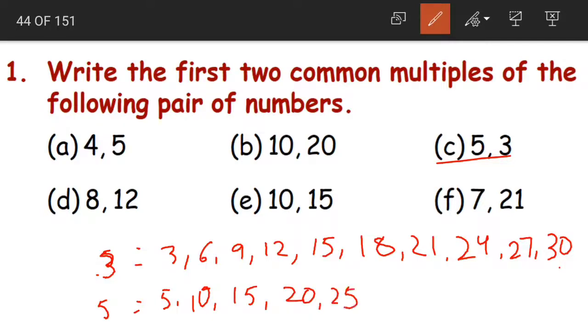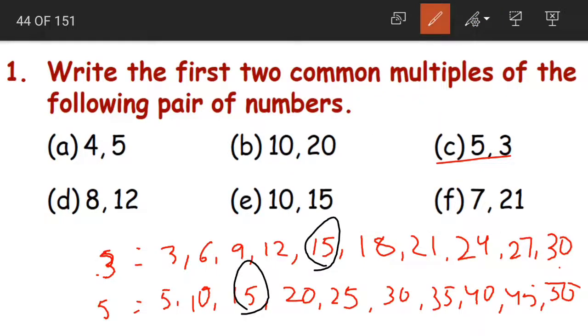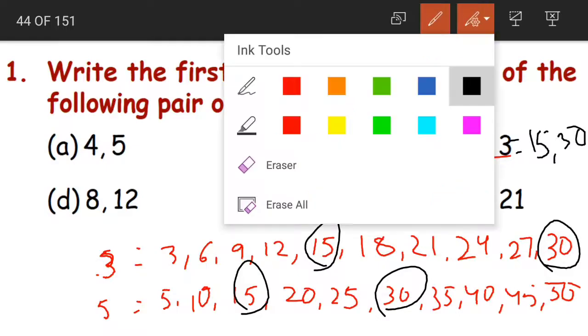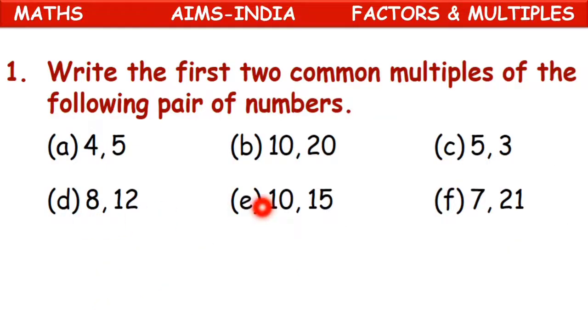5, 10, 15, 20, 25, 30, 35, 40, 45 and 50. Now from these 10 multiples, if you find out the common ones, we have 15 and 30. So the first two common multiples of 5 and 3 are 15 and 30. Understood, children? And I hope you can solve the remaining 3 problems at your home. Yes? Questions D, E and F.